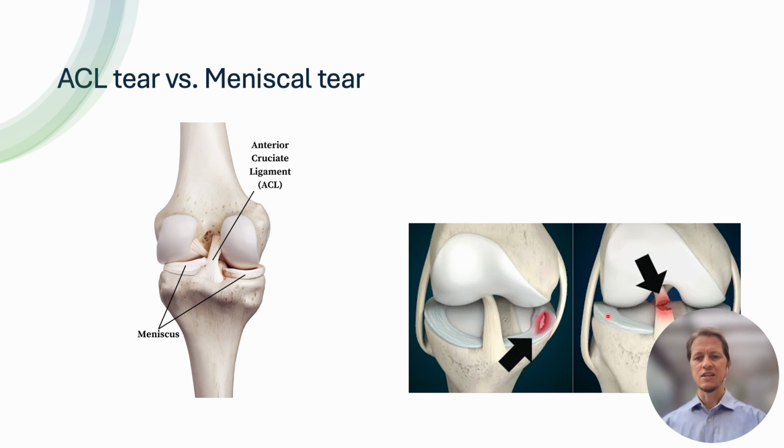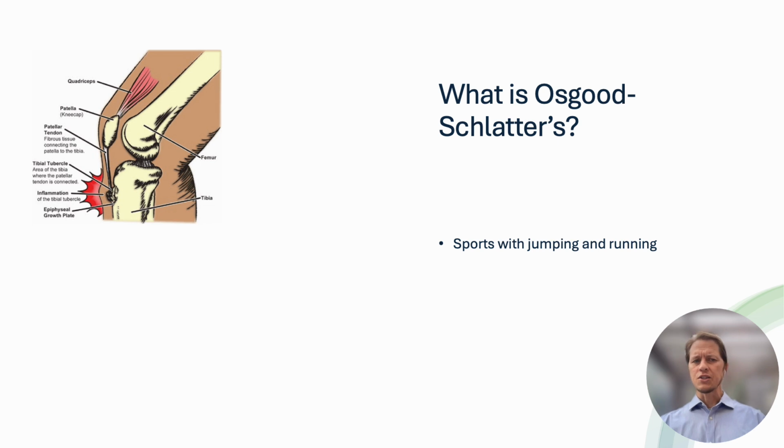Meniscal tears on the side, that is cartilage, that actually largely can be treated non-surgically, and people can get back into things with just physical therapy. So pretty big difference. Anatomy is power. Once you learn the anatomy, it helps you understand how problematic an injury can be and whether it might need surgery or not. Another one that just comes up all the time, Osgood Schlatters.